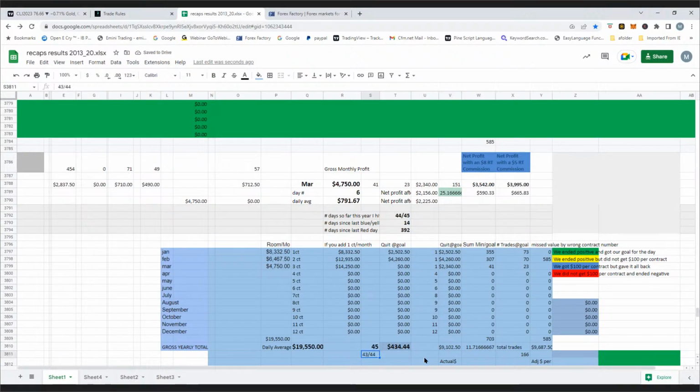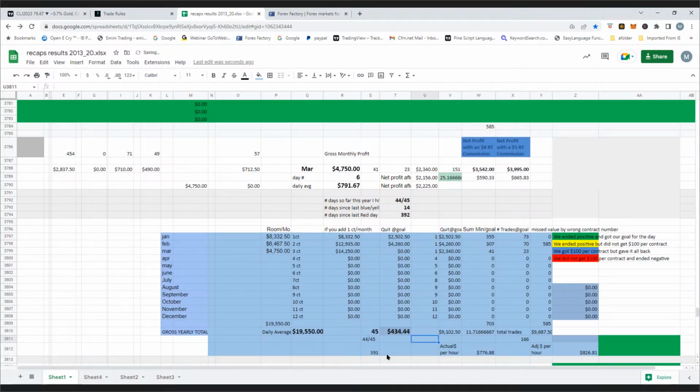Okay, and this becomes a 44 out of 45. And this becomes a 392.